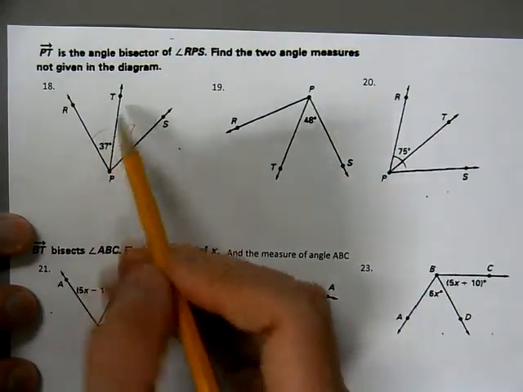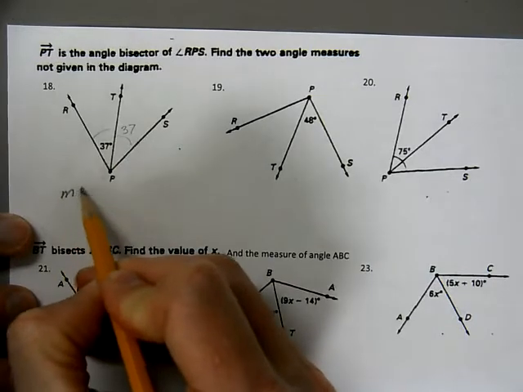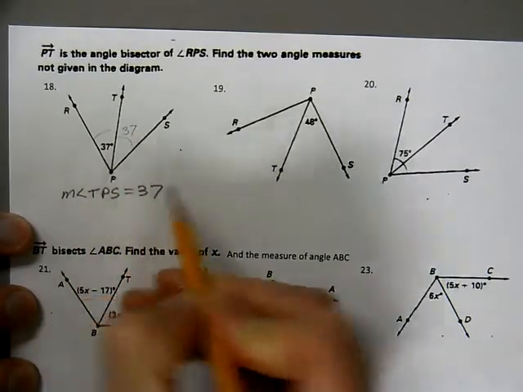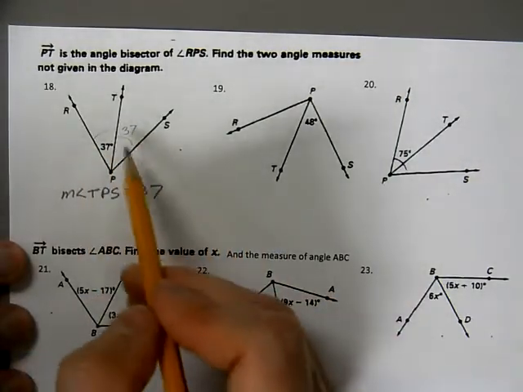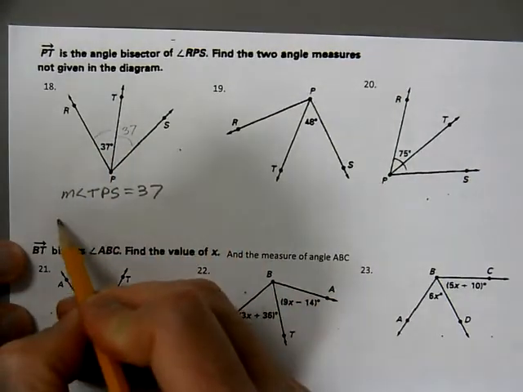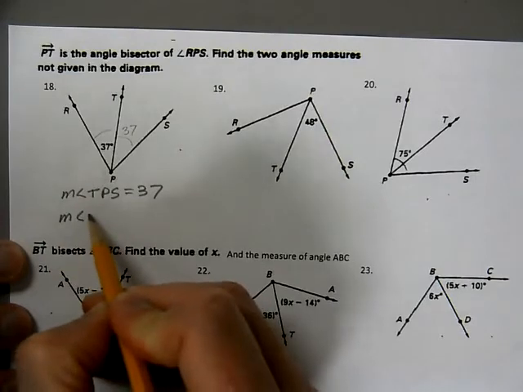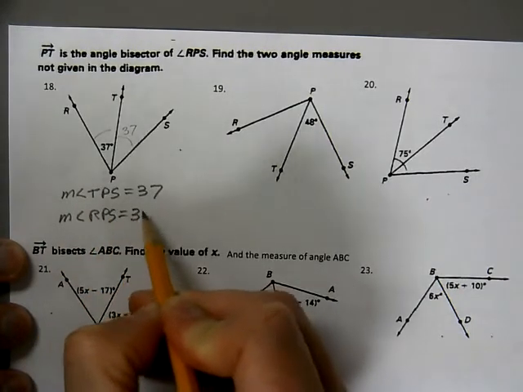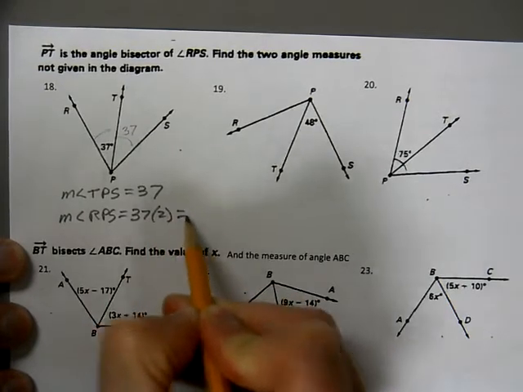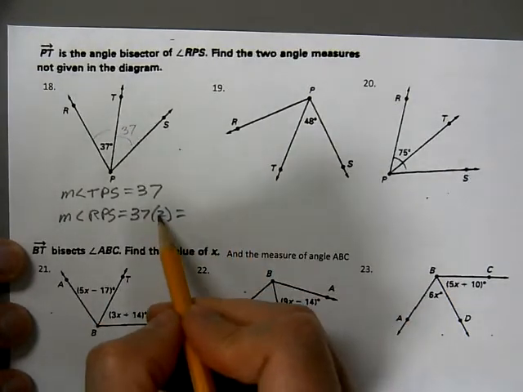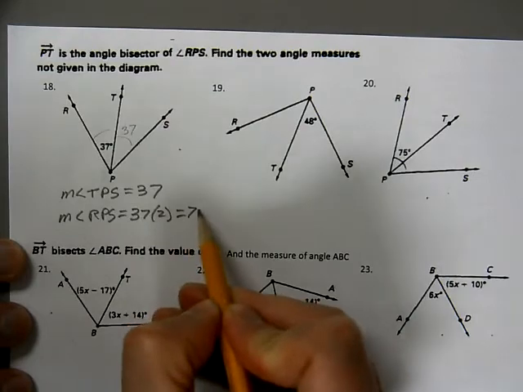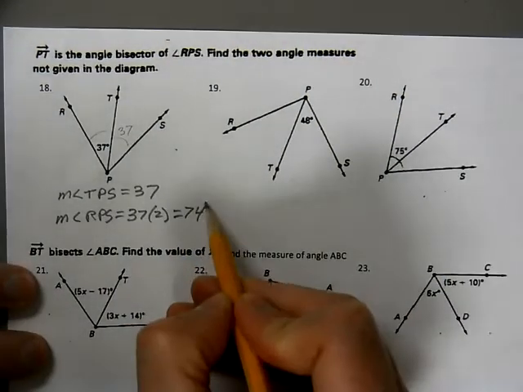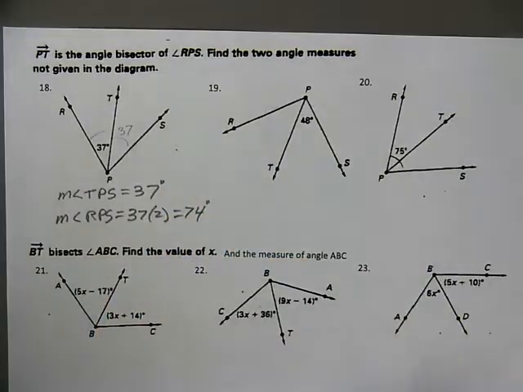Well, that one's given. So the measurement of angle TPS equals 37 because the two angles are congruent, so they're equal in measure. And the measurement of angle RPS equals 37 times 2, which is 74. And those are degrees.